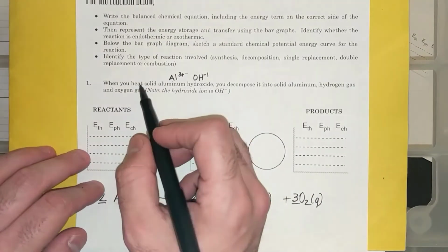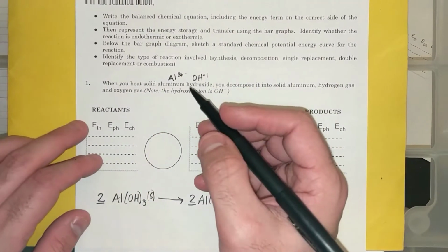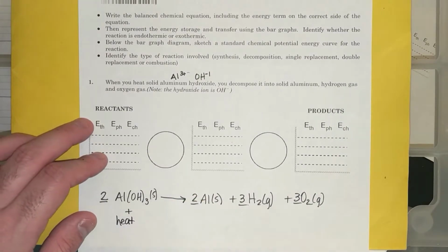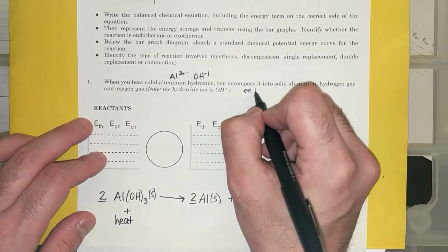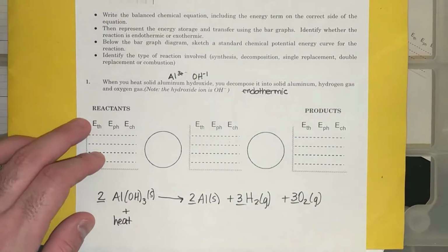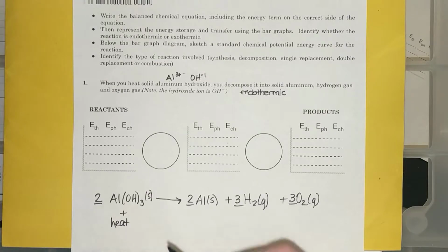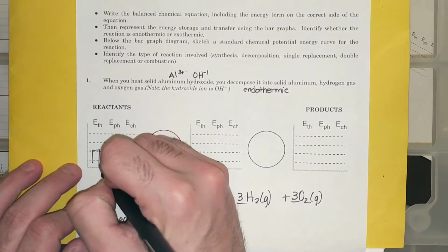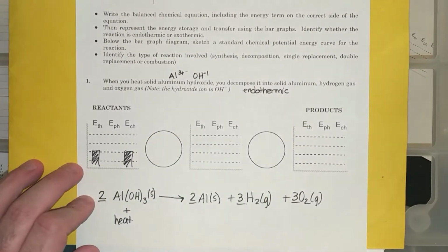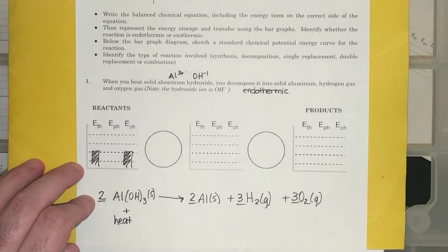Alright, and now it says I heat up this solid. So if I heat it up, heat is a reactant. And this is going to end up being an endothermic reaction, because I have to heat this up. Now, remember, I have to start somewhere with thermal energy and chemical energy. And I'm heating this reaction up.